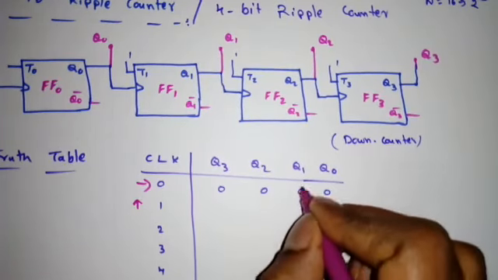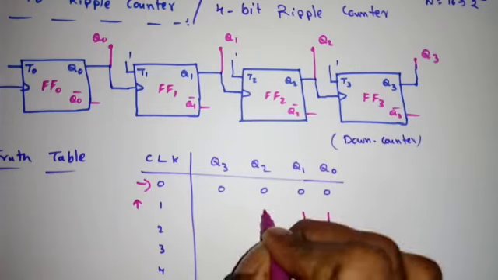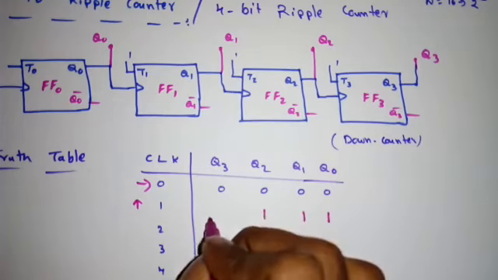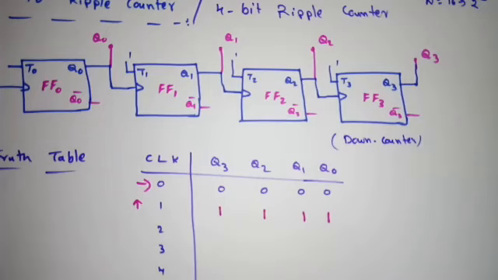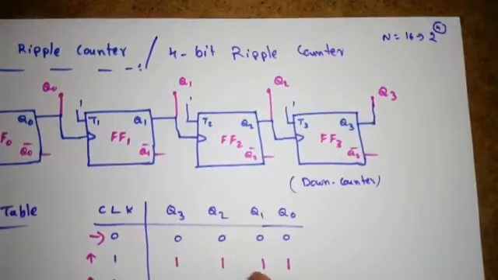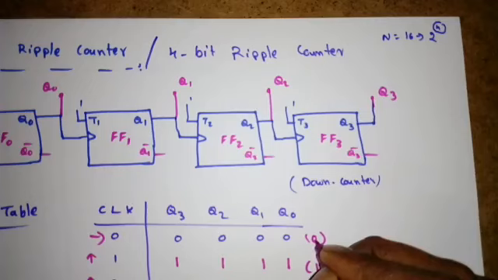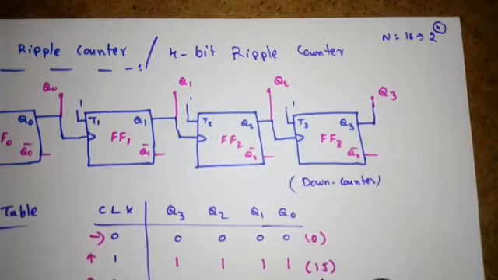Again it is a positive transition. So Q1 is driving Q2. Again it will change. So Q2 is driving Q3, so it also changes its state. So what is this state? State 15. Yes or no? If I convert these 4 ones into decimal, I will get 15. So from initial state 0, it directly jumped to 15. Right? So it will do down counting.